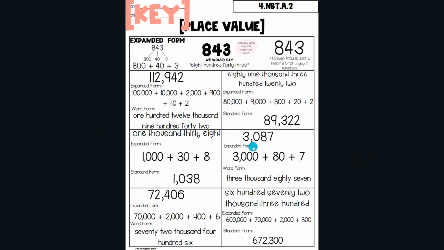Over here, we have 3,087. If we expand it, we have 3,000, 8 tens, 7 ones. We say it out loud and write what we say. 3,087. No hundreds, so we don't need to put anything for them.